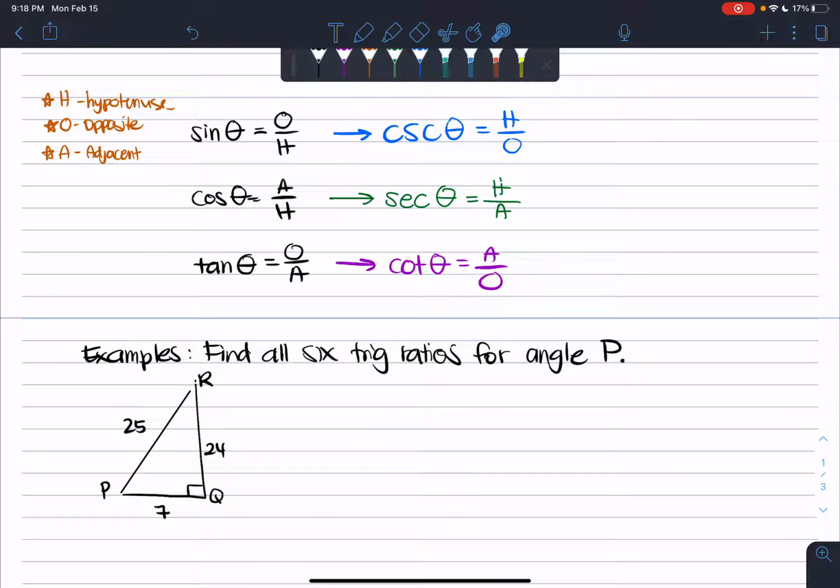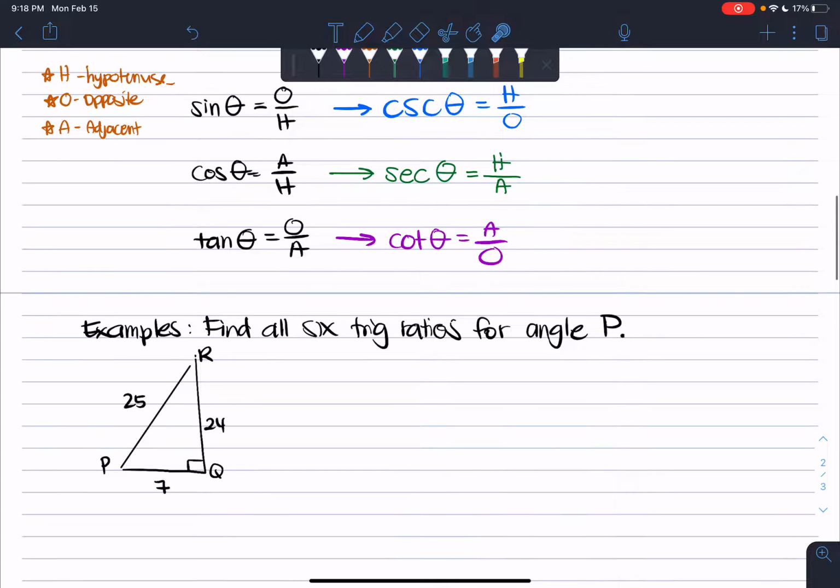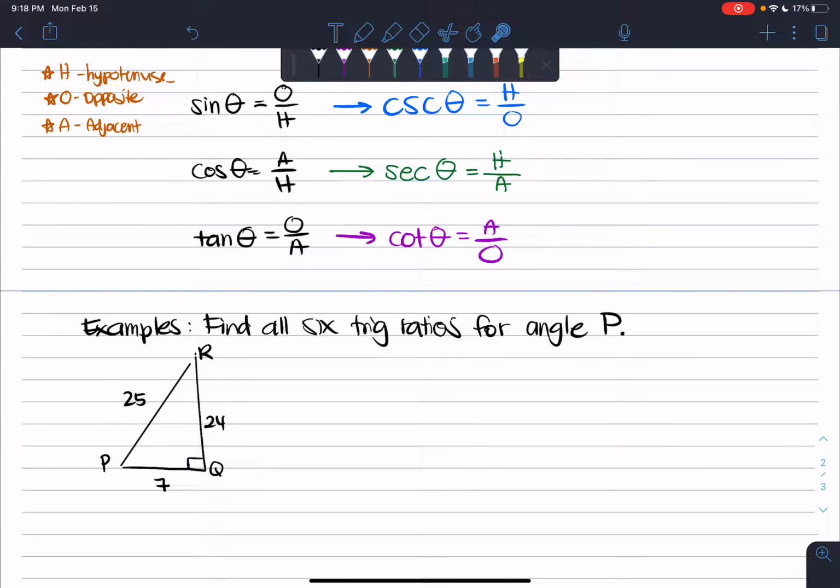So now let's go ahead and find all 6 trig ratios for different right triangles. Okay, so let's look at example 1. In example 1, we have triangle PQR with sides 7, 24, and 25. So we can first identify the first 3 using SOHCAHTOA. So I can sort of jot this down here to help us remember.